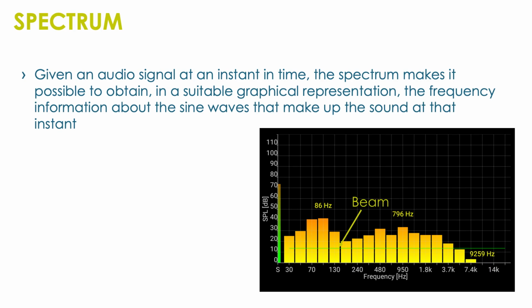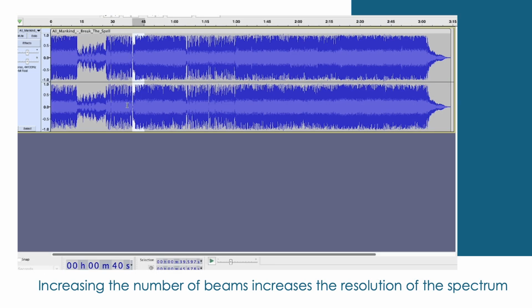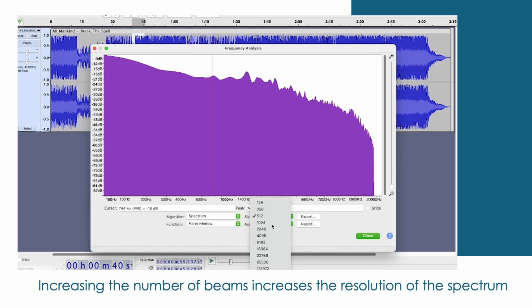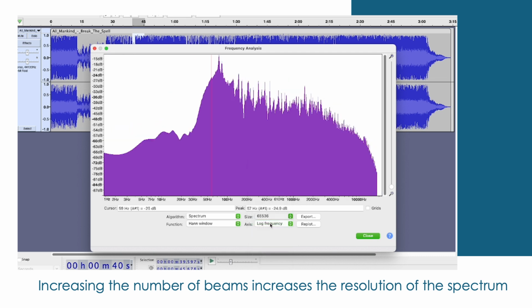So let's talk now about another important parameter, which is the spectrum, a graphic representation that displays frequencies on the x-axis and their intensity on the y-axis. In particular, there are frequencies and amplitudes of single sine waves extracted by the Fourier transform. Each bar or beam represents a frequency range. Increasing the number of beams improves the resolution, allowing for more precise analysis. And this is crucial for identifying the fundamental frequency and harmonics of a musical note.